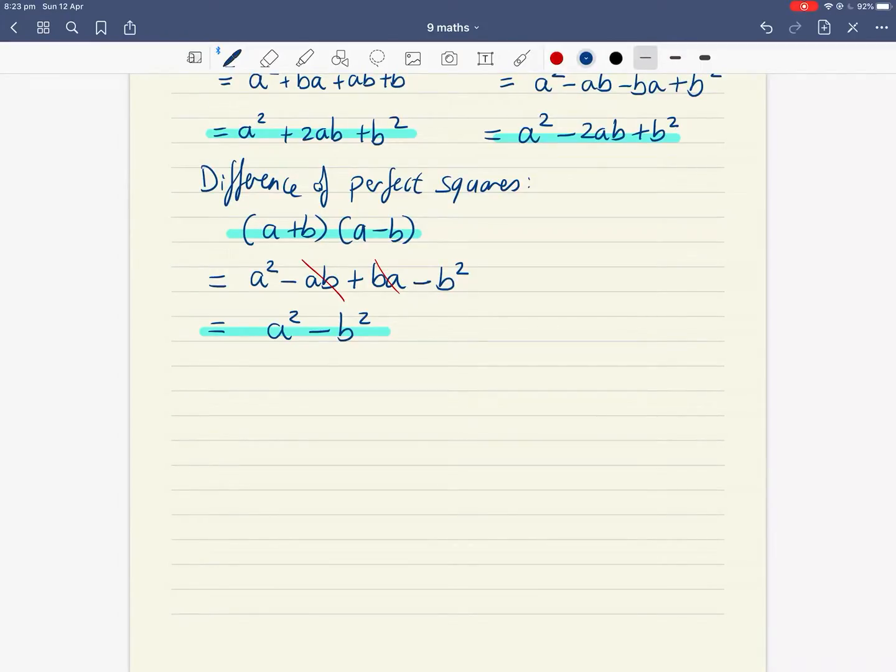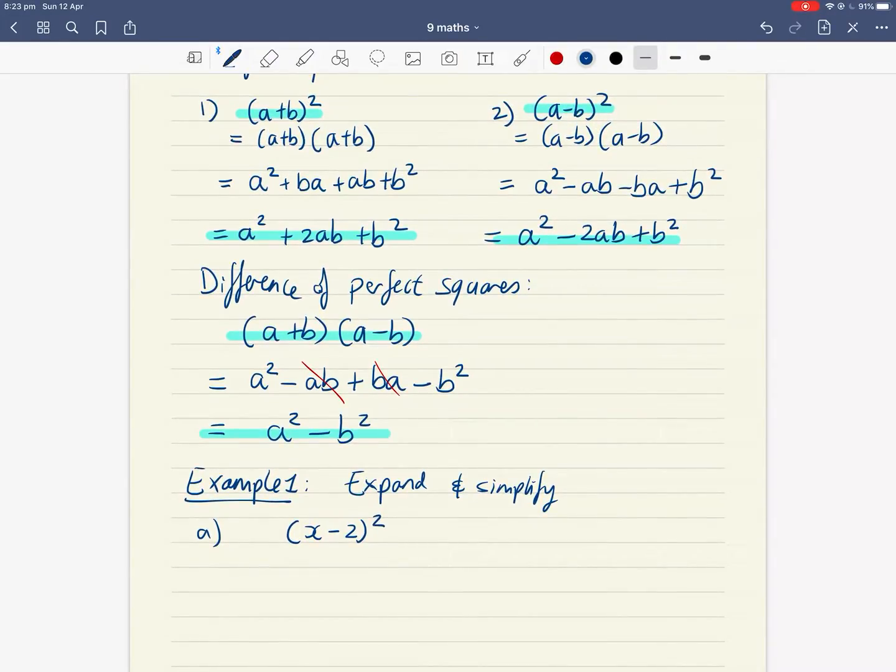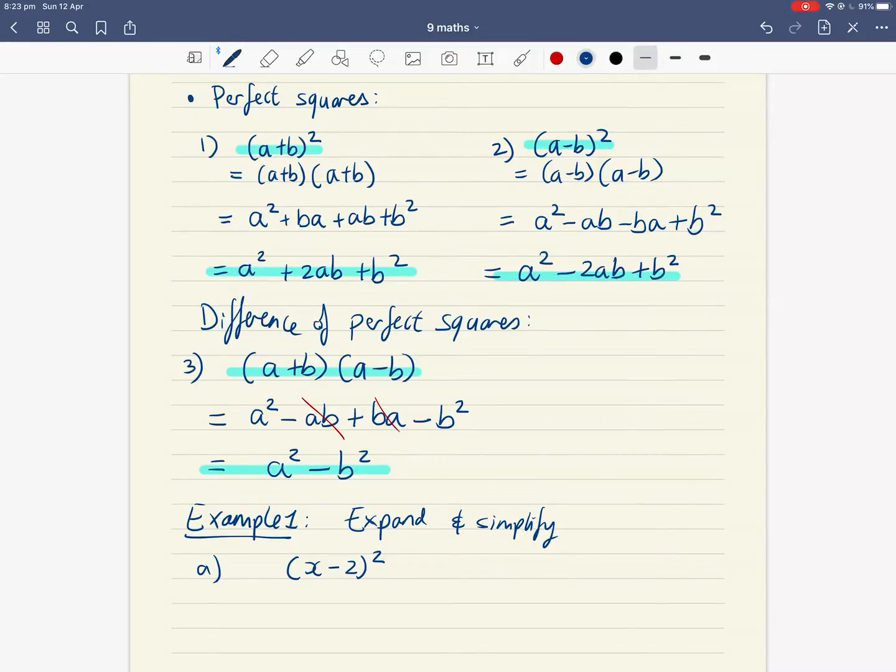So let's put some of these patterns into practice with example 1. The verb for example 1 is expand and then simplify. Part A, we have x minus 2 all squared. Think about the three patterns. Is it pattern number 1, pattern number 2, or pattern number 3? Is it the perfect squares with the addition? Is it perfect squares with the subtraction? Or is it the difference of perfect squares?